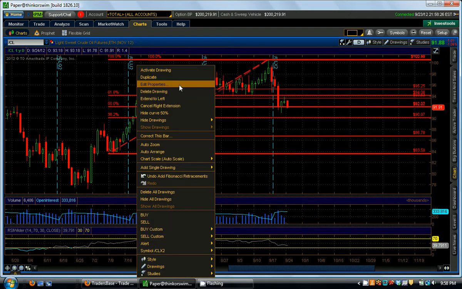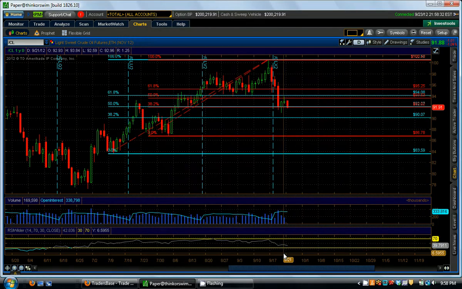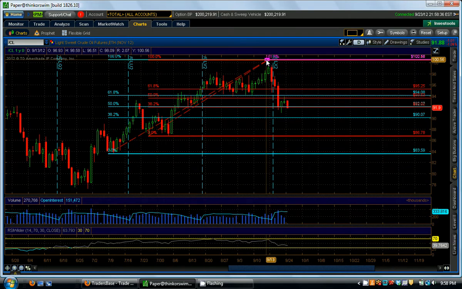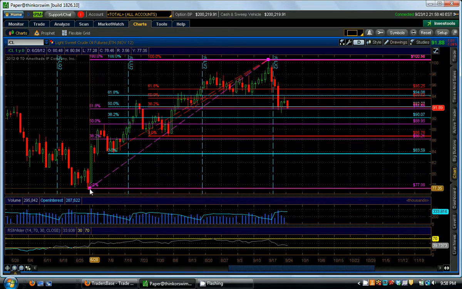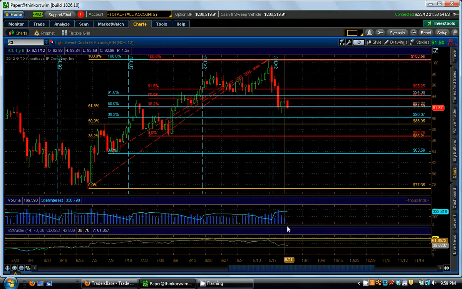I'm going to change the color. So let's make this one blue. And now one more time, and this one's going to be the most important retracement bracket. I'm going to go top to bottom for the entire movement, which takes me to about right here. I'm going to make this one the color yellow. And we're going to take a look at it.